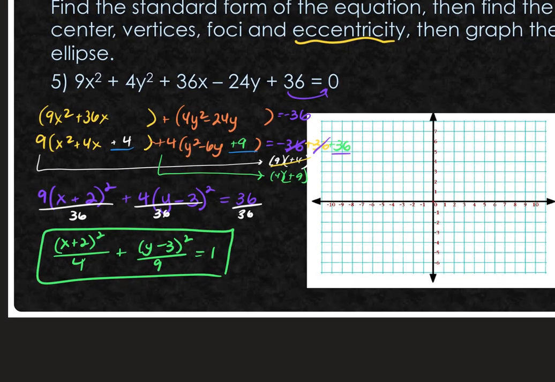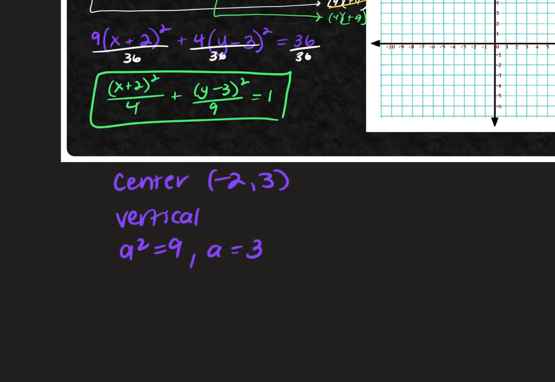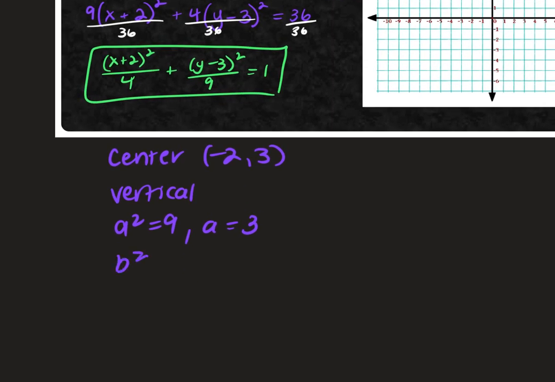Now tell me what you know about this ellipse. The center is at negative 2, 3. Good. Center is negative 2, 3. It's vertical. Good. It's vertical because the bigger base is under the y. And speaking of that bigger base, it'd be a squared equals 9. So a is 3. B squared is 4. So b is 2.